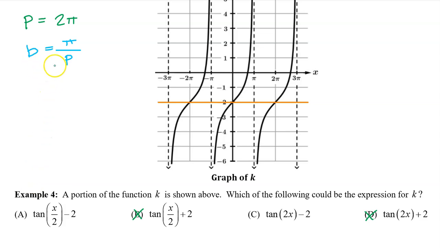We know that the B value will be pi divided by the period. So in this case, B will equal pi divided by 2 pi. The pi's cancel out, leaving a B value of 1/2. And this corresponds to option A.